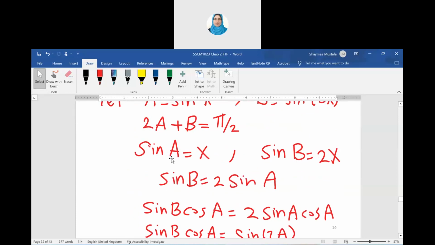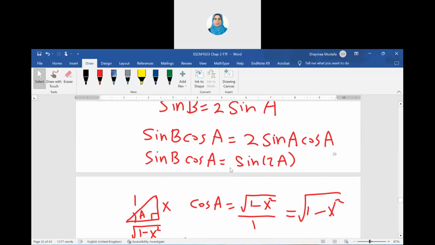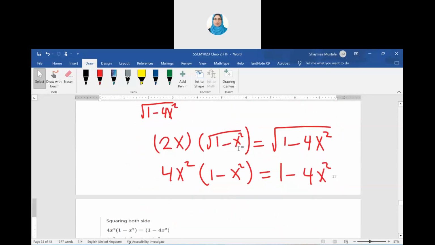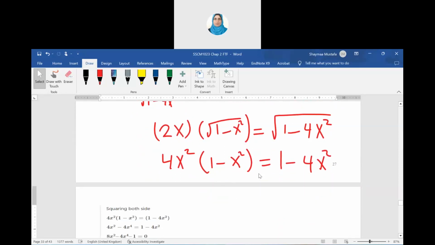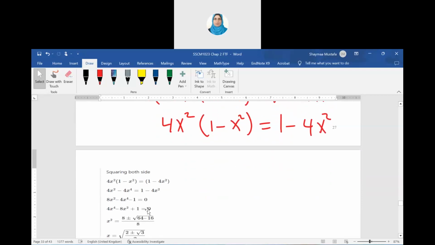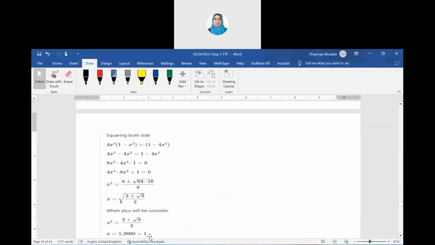Also, cos A can be calculated from the triangle of A. I draw another triangle for A. You know the sine of A, so you can know the cos of A. Substitute in the relation, and you get an equation only in x. Before we start to solve, you have to cancel the root, so take the square of both sides. So you have 4x squared times 1 minus x squared is equal to 1 minus 4x squared. Now this is just simple calculation. We solve that the first value of x is 1.31.